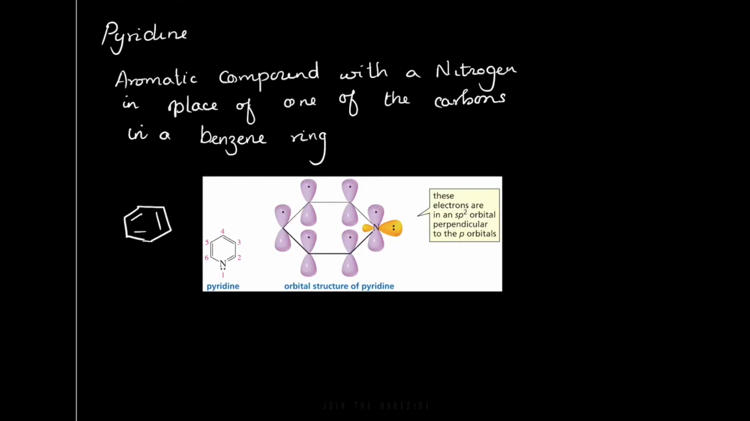Pyridine. Pyridine is an aromatic compound with a nitrogen in place of one of the carbons in a benzene ring. Here is the structure for benzene, and you can see if you replace one of the carbons in here with the nitrogen, then it's going to give pyridine.